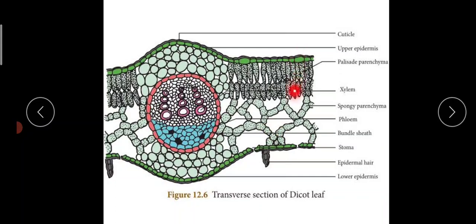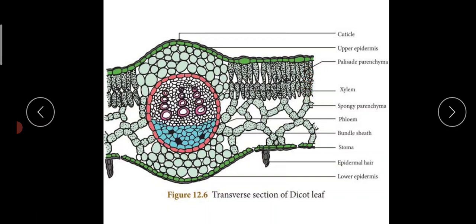So what is the difference? As you can see here, this palisade layer or palisade parenchyma is arranged so closely, they are closely packed, and also the shape varies. Palisade cells are columnar in shape, elongated cells, and numerous chloroplasts are there, and they are actively involved in photosynthesis. They are the centers of photosynthesis.